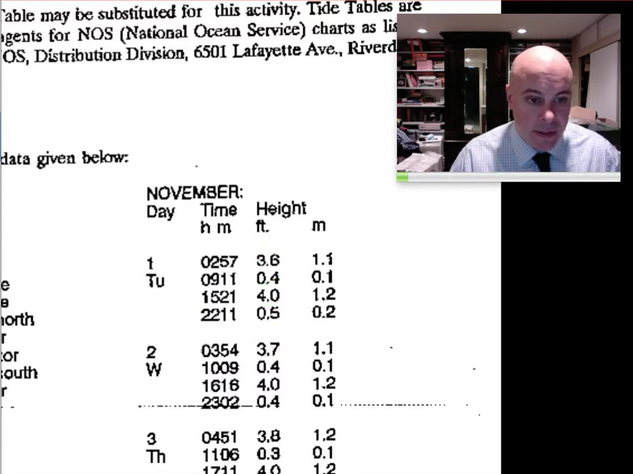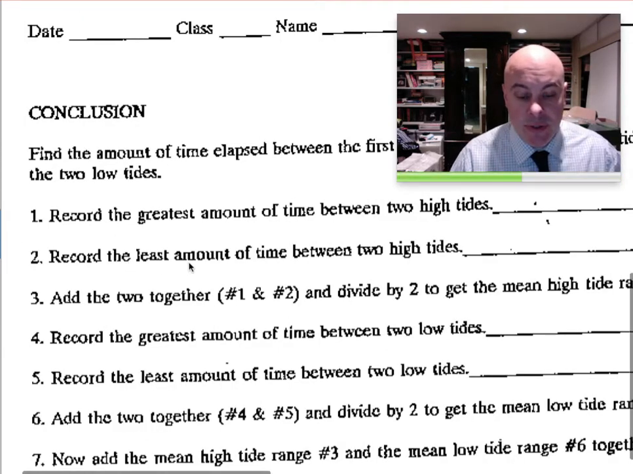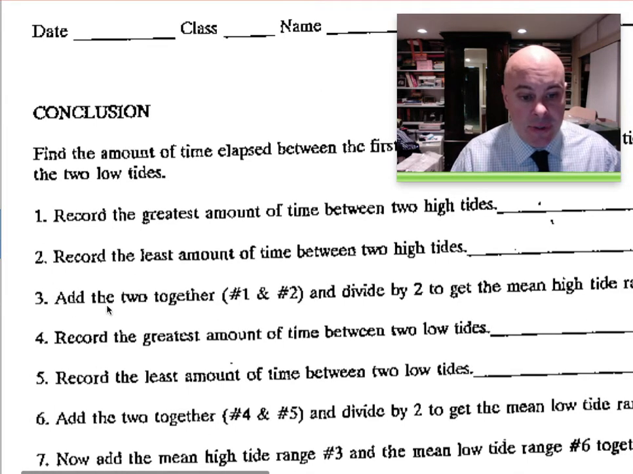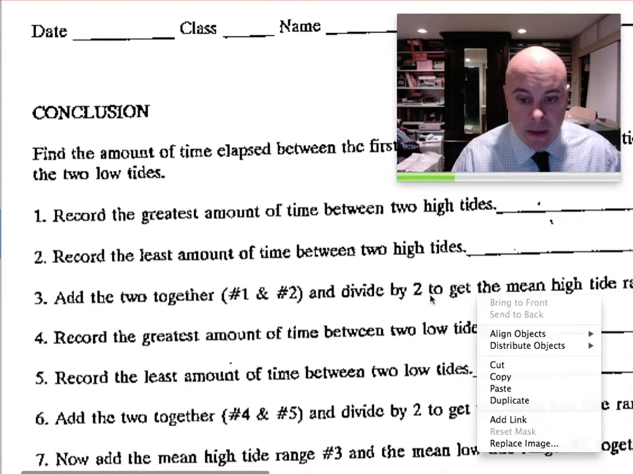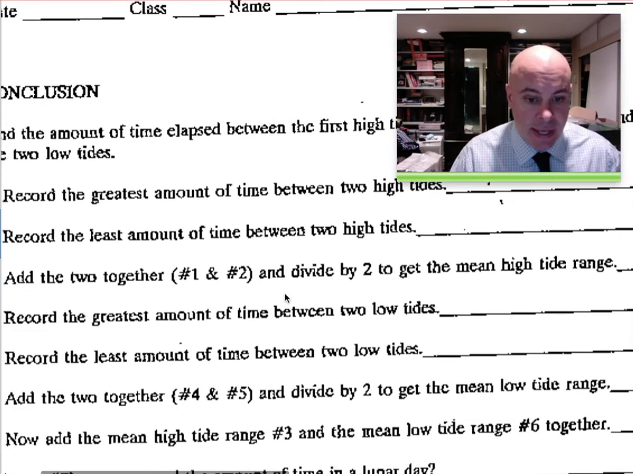All right, the next question. Record the least amount of time between 2 high tides. You did the math already. See what your least amount of time that elapsed was. And then add the 2 together, 1 and 2, and divide by 2 for the average, for the mean. And so on. So it's just answering the questions based on your graph. And at this point in your high school career, you should be able to do this, is my guess.